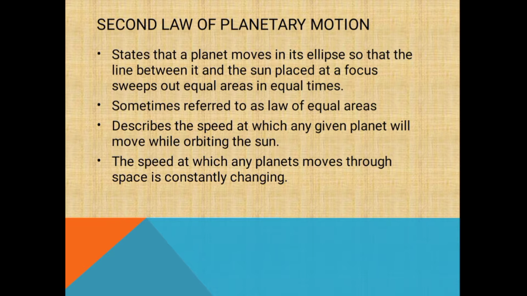The second law of planetary motion by Kepler states that a planet moves in its ellipse so that the line between it and the Sun, placed at a focus, sweeps out equal areas in equal times, sometimes referred to as the law of equal areas. This law describes the speed at which any given planet will move while orbiting the Sun. This also explains that the speed at which any planet moves through space is constantly changing.